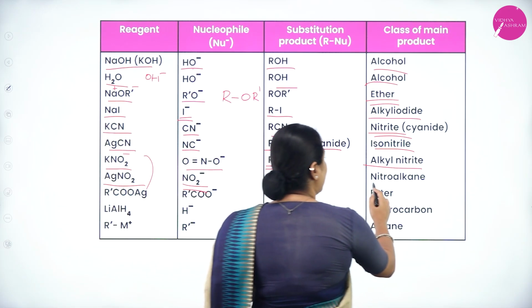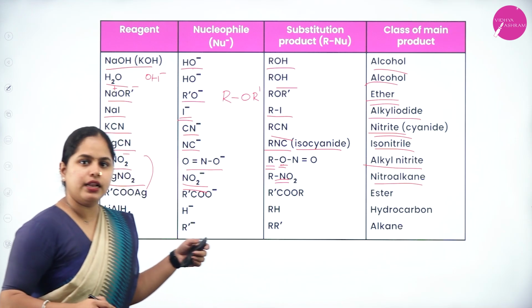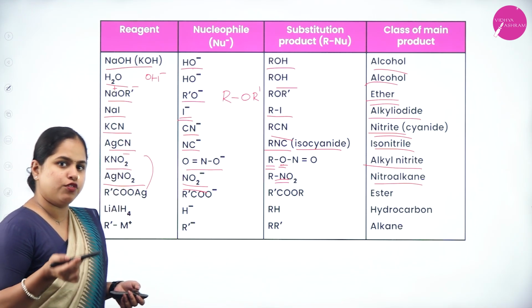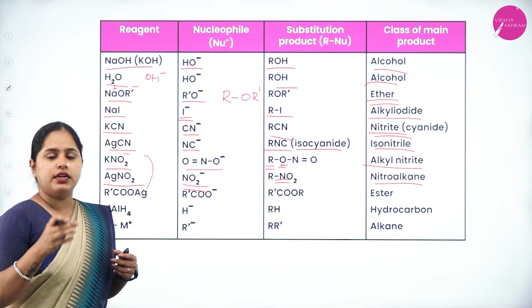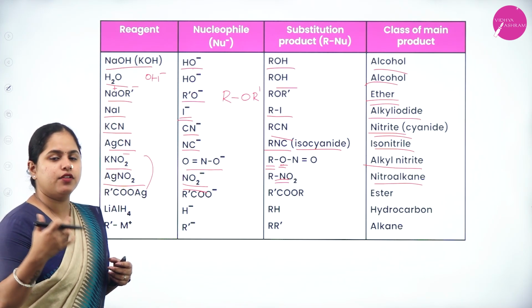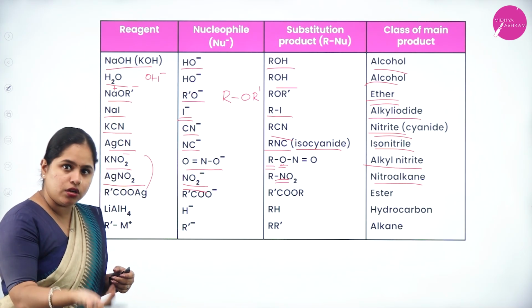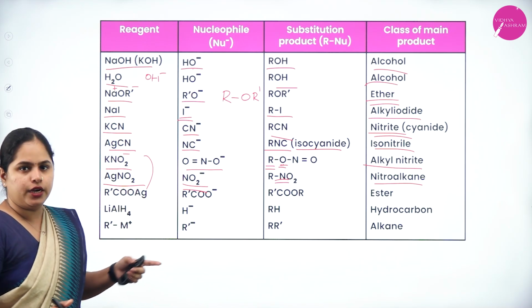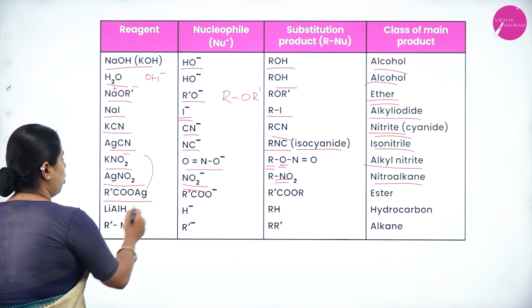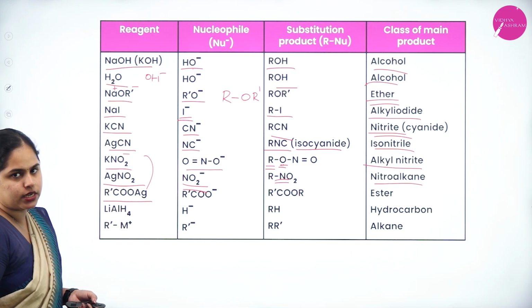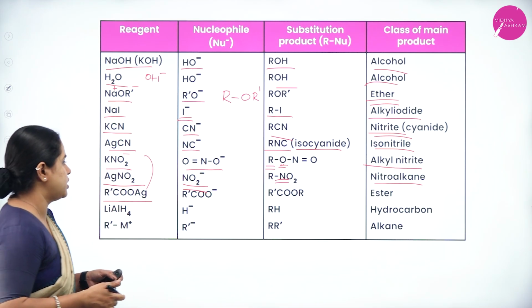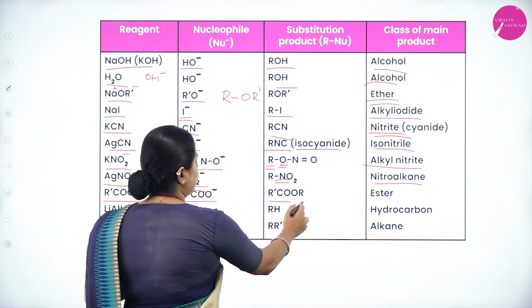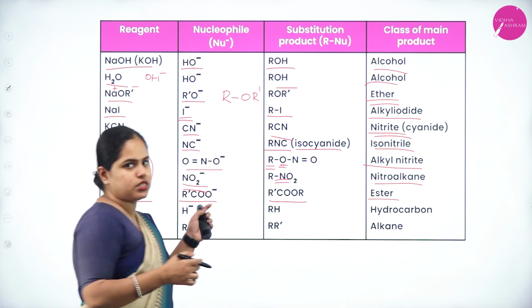This is called a nitroalkane. So alkyl nitrite and nitroalkane. This is the difference. If you are using KNO2, what is the product? If you are using AgNO2, what is the product? That is, the alkyl group can bind with NO2 through nitrogen or oxygen. Based on that you have an alkyl nitrite or a nitroalkane. Next one is RCOOAg. This also we have discussed. It is a silver salt of a carboxylic acid. RCOO minus is the nucleophile here. So you get RCOOR, which is an ester. We have just discussed this now.